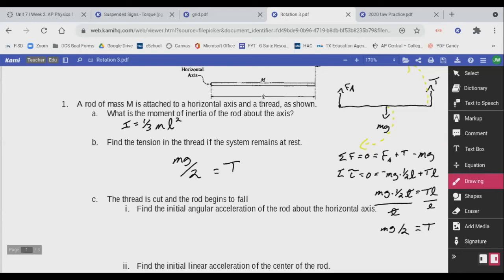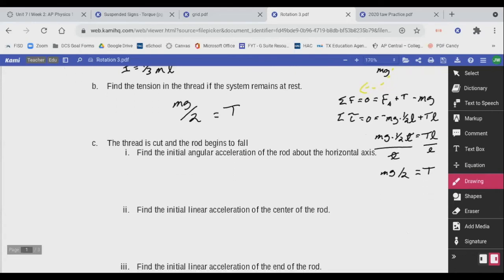Awesome. I'm glad we're asking questions and stepping through this slowly, because it does build to your level of knowledge, by not just hurrying through it and writing down what I write down. Now we get to see, it says the thread is cut and the rod begins to fall. All right, so the thread is cut.